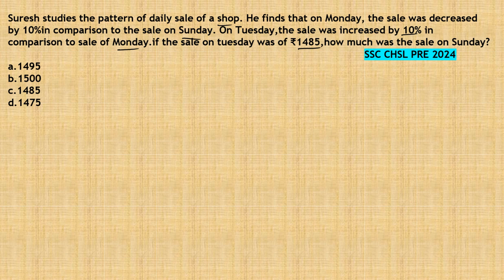Here we also need to find the value of the initial value, that is Sunday. The sale was decreased by 10% on Monday. Before it was 100, now it is 90%. On Tuesday the sale increased by 10% of Monday, which gives the value of 1485.